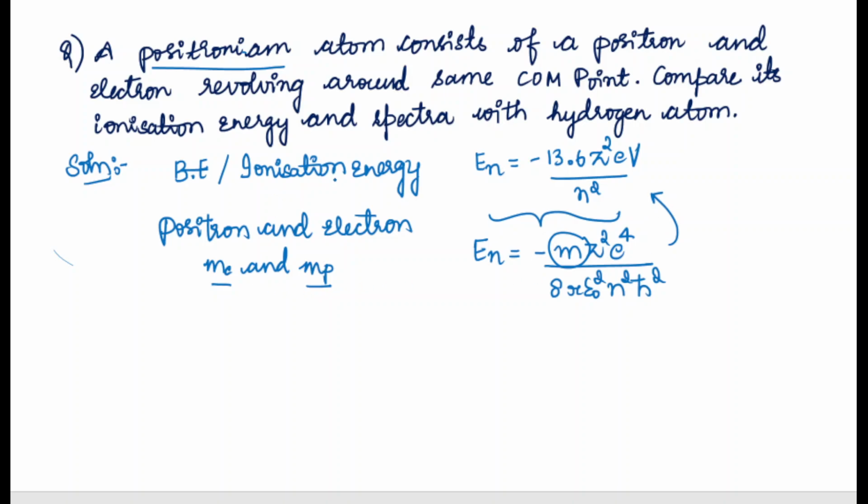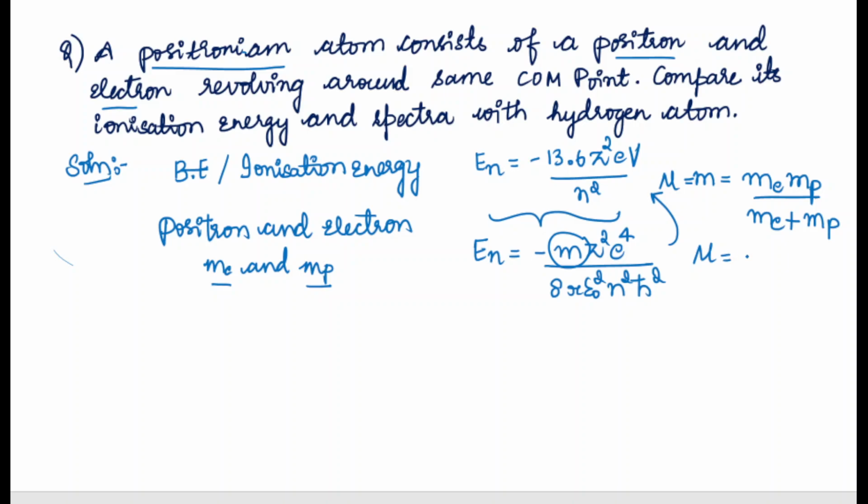Now we have a positronium atom. Positronium atom means reduced mass comes into the picture. That reduced mass is defined as m, which is equal to, here we have the mass of an electron and the mass of a positron. The combination of positronium is positron and the electron. So it is the mass of an electron times the mass of a positron divided by the mass of electron plus the mass of positron. So this is the reduced mass formula. You can write mu instead of m.